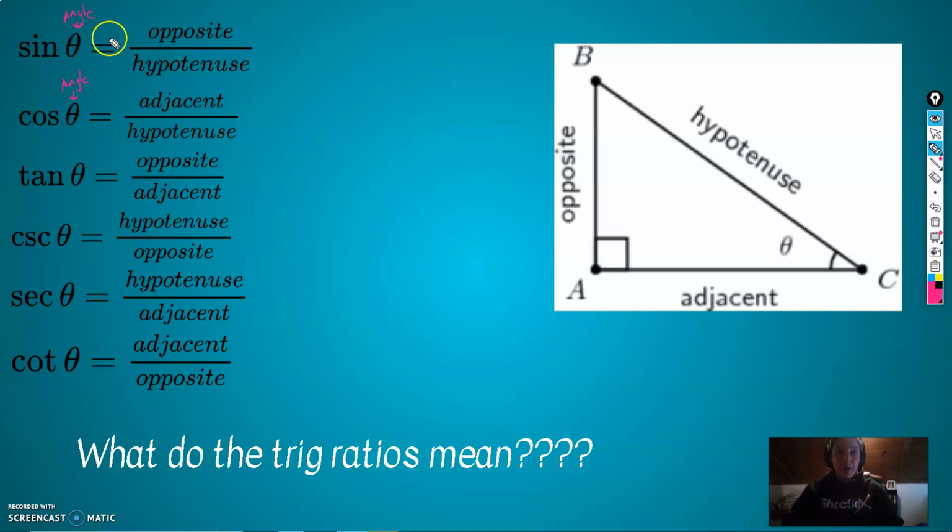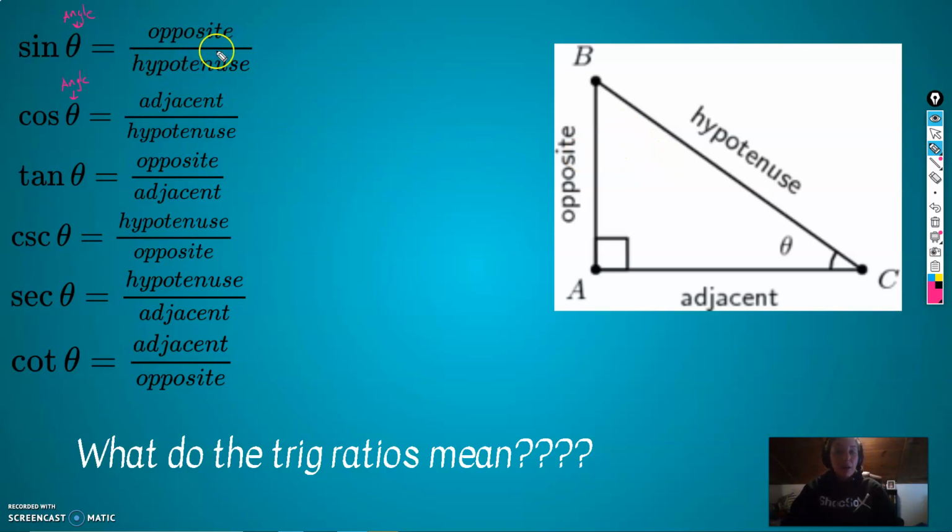So what are these? Sine of theta, and you'll mostly see a theta by convention. Theta just means the angle of focus, the angle that we're currently talking about. Right now, theta means this angle over here. But theta can change. Theta could have been this angle. Rarely ever is it the 90-degree angle because we know what sine, cosine, tangent, and everything is of 90 degrees. So rarely do we consider the 90-degree angle. We mostly consider the other two angles.